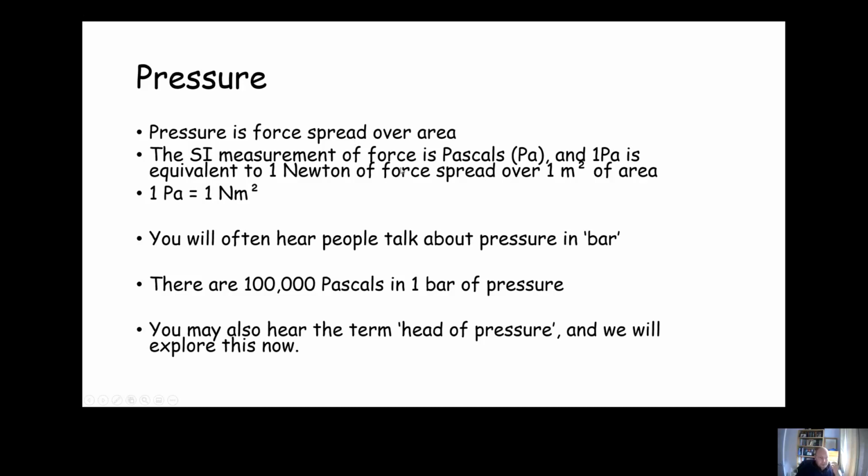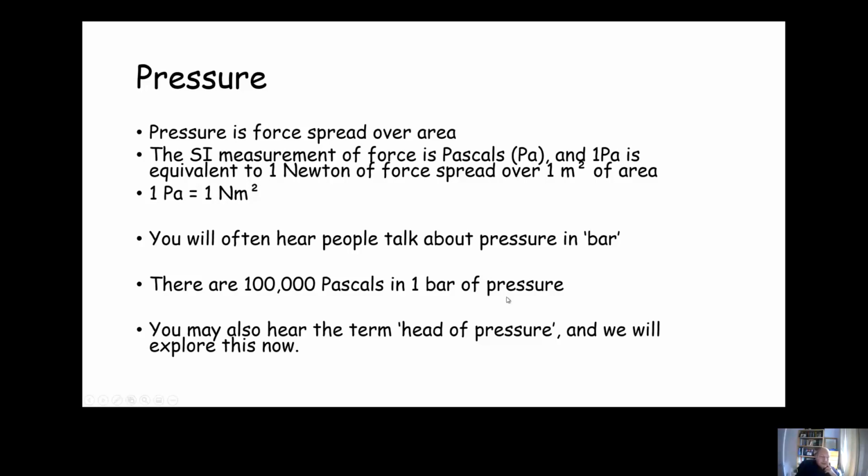of pressure is pascals. The SI measurement for force is actually newtons. I've muffed up there, sorry guys. So the SI measurement for pressure is pascals, and 1 pascal is equivalent to 1 newton of force spread over 1 metre squared of area. So 1 pascal is equal to 1 newton per metre squared. Okay.